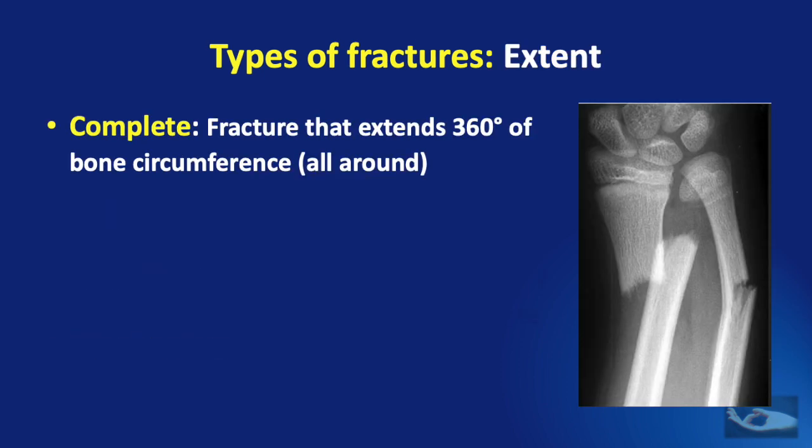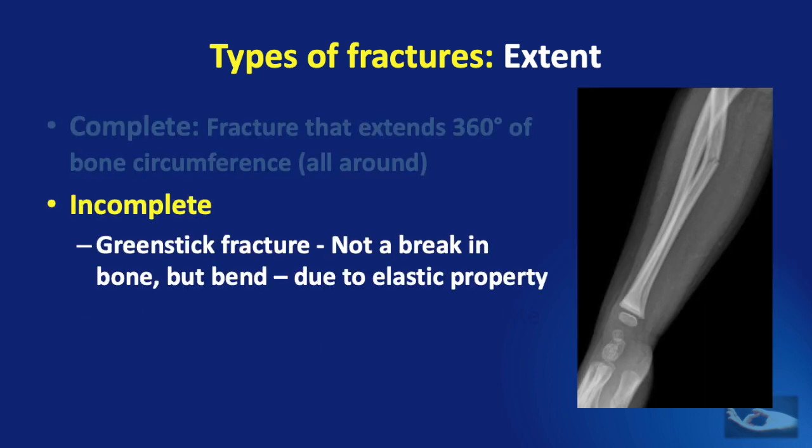Based on the extent of the fracture, it could be complete, that is, a fracture that extends 360 degrees of the bone circumference, that is, all around the bone, as in this example of the radius, which has a complete fracture. Incomplete fractures can be greenstick fractures, which means that there is not a break in the bone but a bend. So, one cortex alone will be fractured.